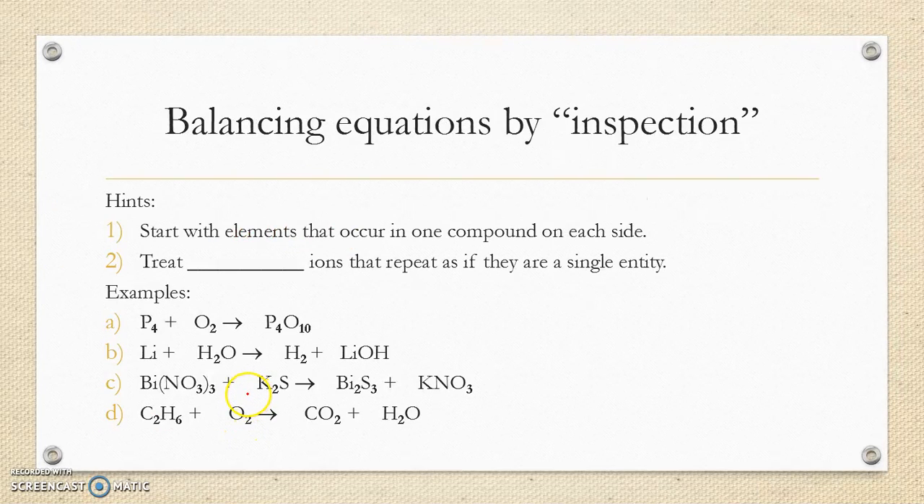All right, well, let's talk about how do we balance it. Well, we can balance equations by inspection, which is usually one of the ways that we'll do it most often, especially if it's an easy equation. You start with the elements that occur in one compound on each side.